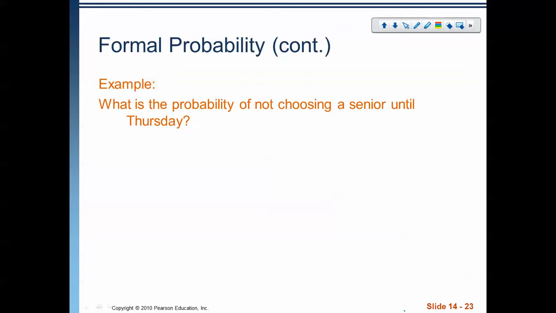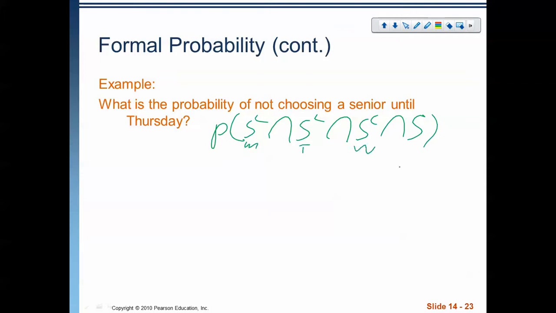We need to not get a senior on Monday, Tuesday, and Wednesday. In order to choose a senior on Thursday, I have to not get one on Monday, Tuesday, or Wednesday. So what we're looking for here is P of senior complement and senior complement and senior complement, right? And actually, I need to add something else onto that, because the last one needs to be and senior, because I have to go Monday, Tuesday, Wednesday, no senior, senior Thursday.